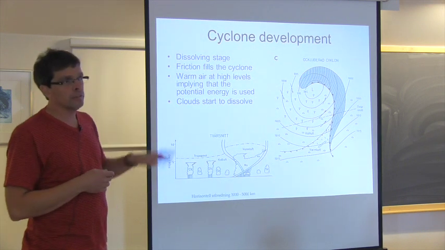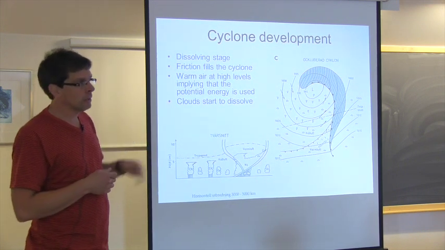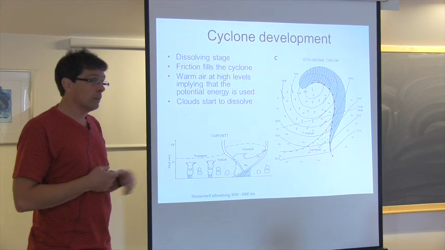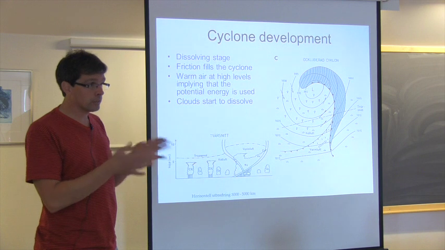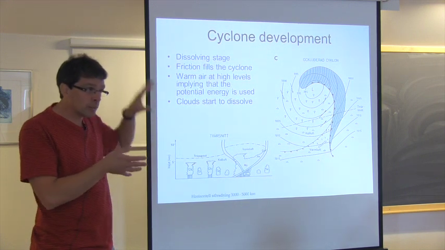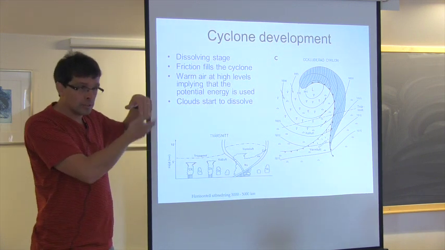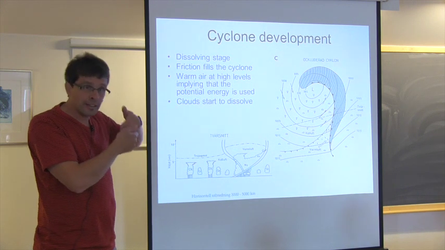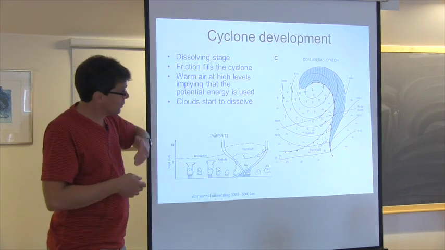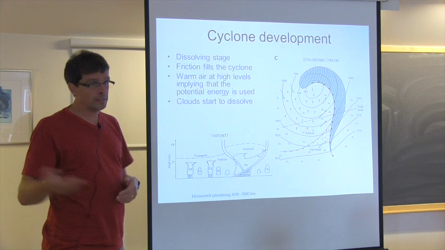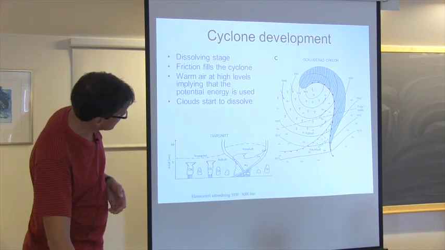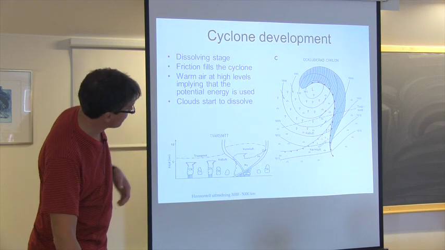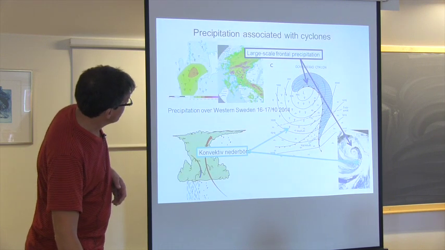So often these storms, cyclones, are formed east of the North American east coast. There are strong temperature gradients between the continent and the ocean. So there is a strong frontal zone, and then they move over the Atlantic towards Europe, and we get these low pressure systems coming in here on the east side of the Atlantic at different stages of their development.